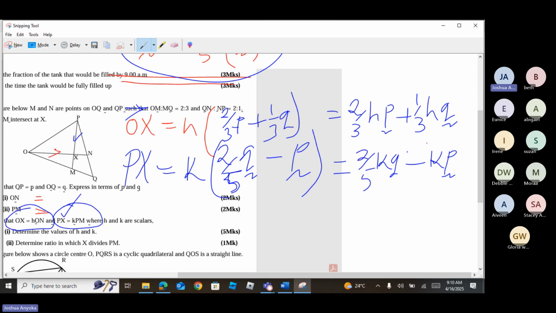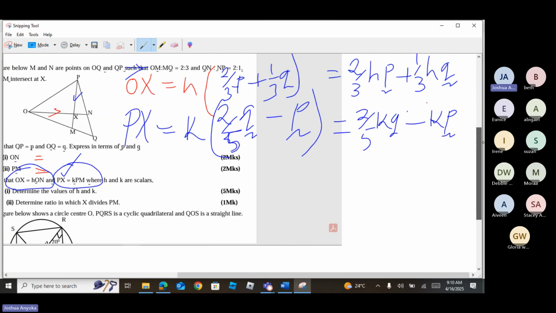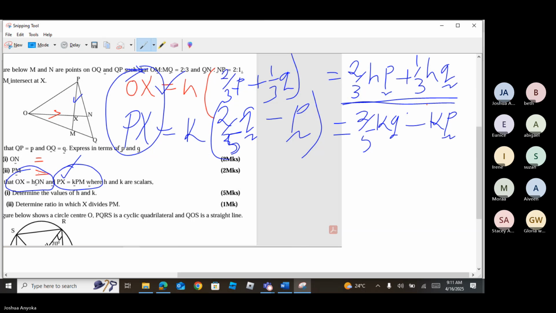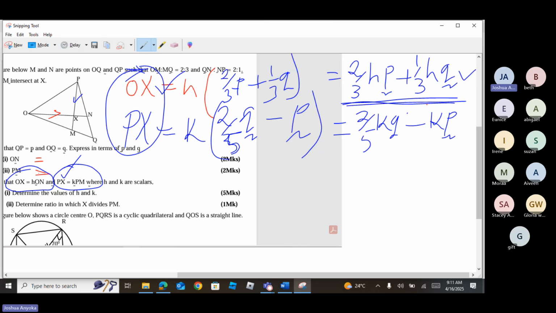Now, how do you find the values of K and H? We express one vector in two ways. Choose one vector out of the two. Let us choose one vector that we can express in two ways. I want us to go with the OX. Already we know OX is 2 over 3 HP plus a third HQ. That's one way.